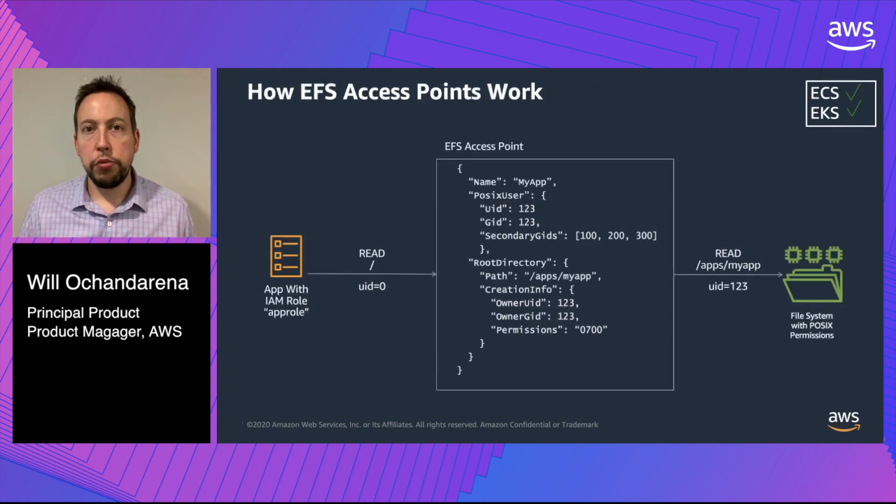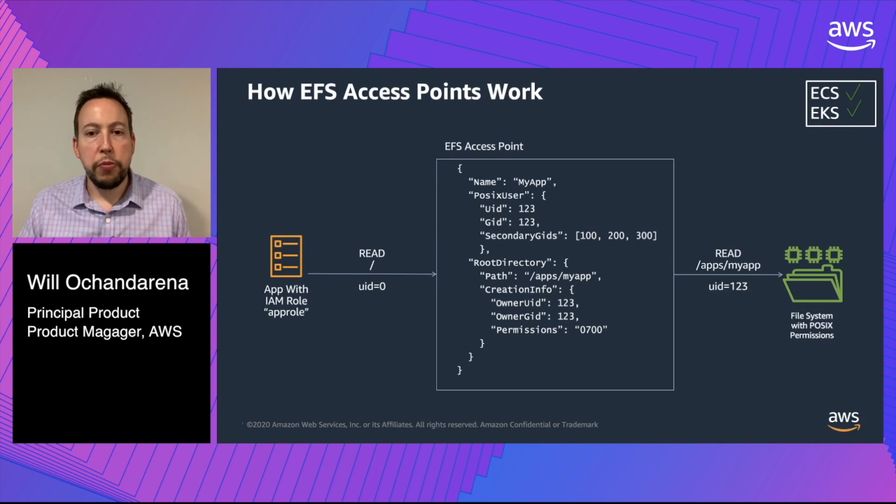Let's just walk through a visual example of how access points work. So we see here we have an application that's mounting the file system through the access point that we just created. It's the same application as earlier, so it's running a container that was built to run as root, so it's going to be trying to perform EFS file system operations as user ID 0 or root. When it passes through the access point, it's going to rewrite those operations as user ID 123, just like we'd configured it to. So we see here we're able to control exactly what identity we use.